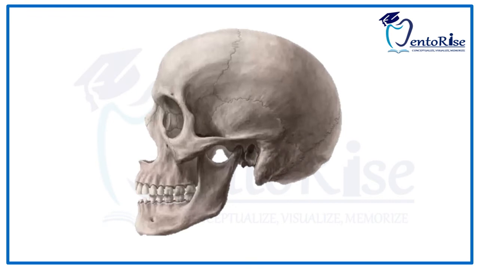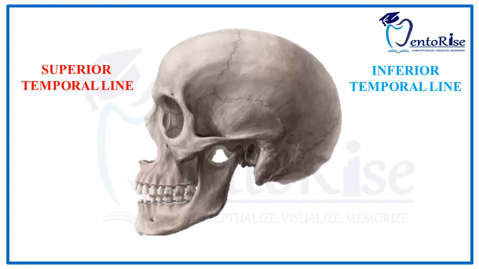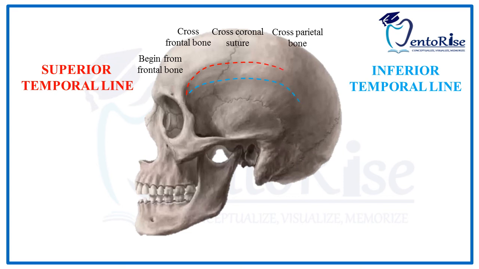Number 6. Temporal lines can also be appreciated from norma verticalis. However, we have used norma lateralis to demonstrate these temporal lines very clearly to you. Temporal lines are two in number, the superior temporal line and the inferior temporal line. Both the temporal lines begin from the frontal bone from a single point. They cross the frontal bone, the coronal suture and the parietal bone. However, the superior temporal line, marked in the figure with red, fades away and the inferior temporal line, marked in the figure with blue, continues downwards and forwards. Please observe the figure very carefully.